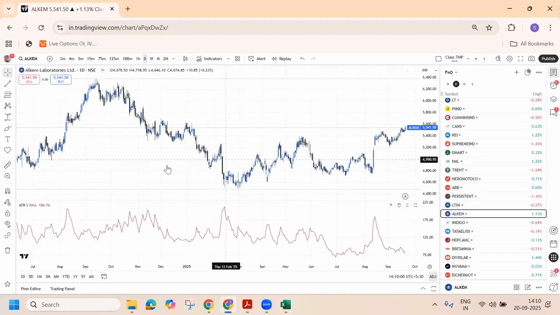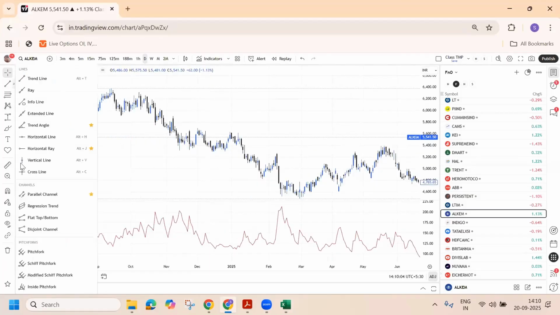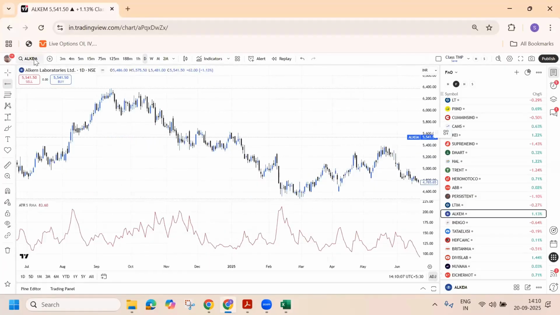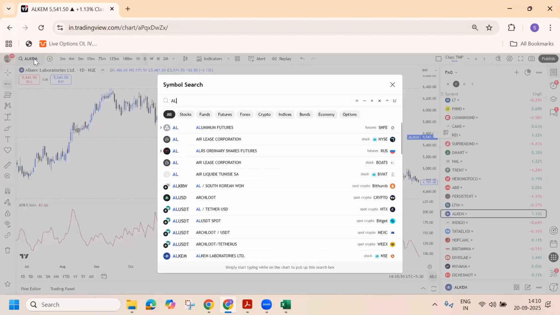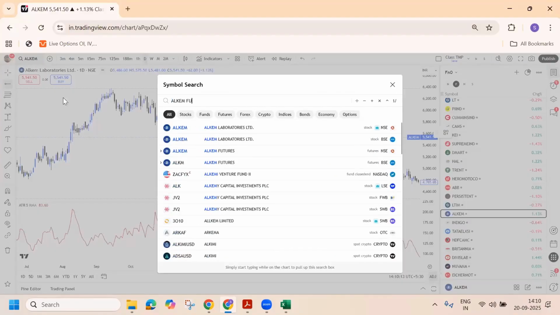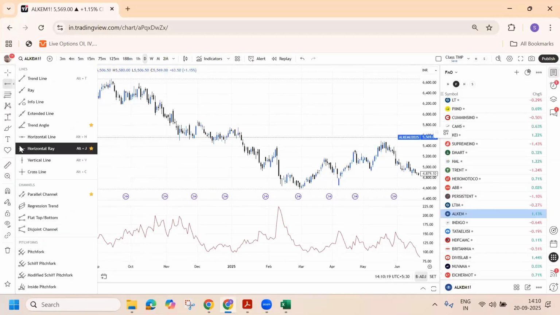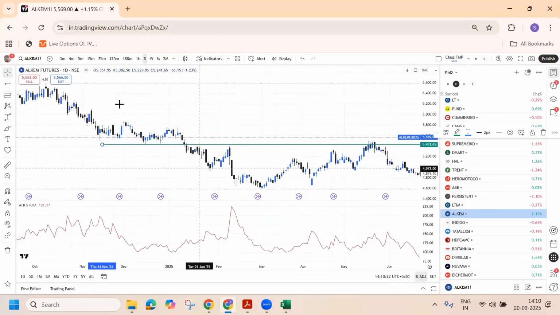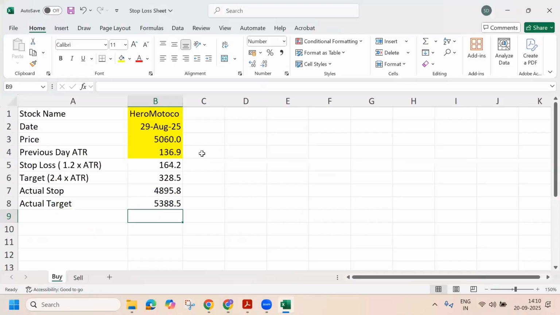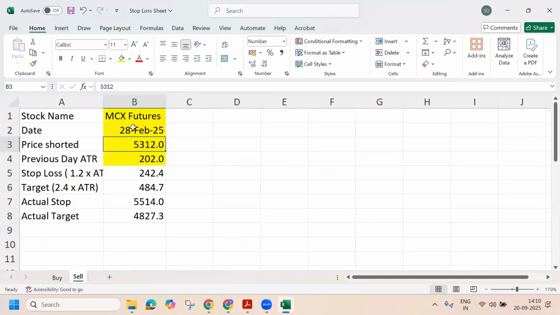Okay, let's take Alkem. When I am selling, I will be selling in futures. So Alkem futures. Alkem futures is breaking down. We are right now only learning about stop loss and target setting. Alkem future, it is breaking down. Suppose we short at 5400, 5380. So sell Alkem futures.